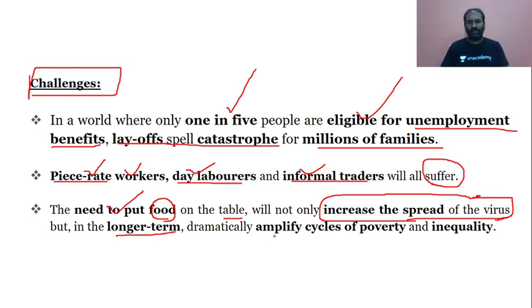And in the longer term, it will amplify and increase the cycles of poverty and inequality, because of the lockdown, not only in India but across the world, in all the countries, to make sure that the transmission of the virus is cut and social distancing is maintained. As a result of maintaining social distance, the daily wage workers, the informal sectors and the vulnerable sections are the ones who are badly hit. And if this continues, it will amplify and increase the cycle of poverty and inequality.